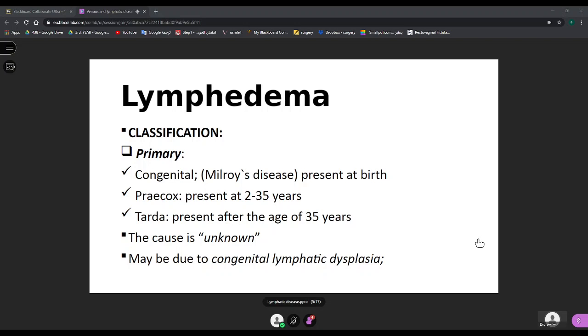As I have mentioned, because it is primary, the cause is sometimes unknown, but this condition can be due to congenital absence of lymphatic channels or congenital lymphatic dysplasia or hypoplasia, okay? This results in primary lymphedema. However, the age of presentation has a wide range, starting from the age of 2 years to above the age of 35 years. So presentation can be late, but the basic problem is most likely hypoplasia or dysplasia of the lymphatic channels. Okay, so I hope this is clear.